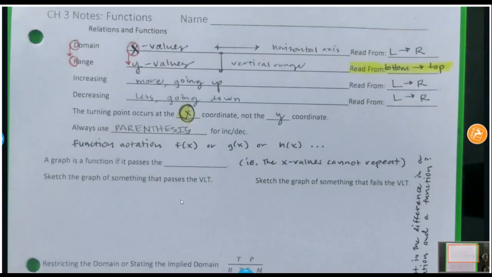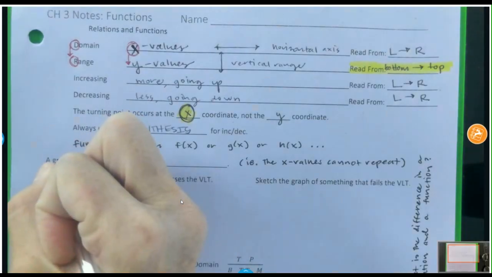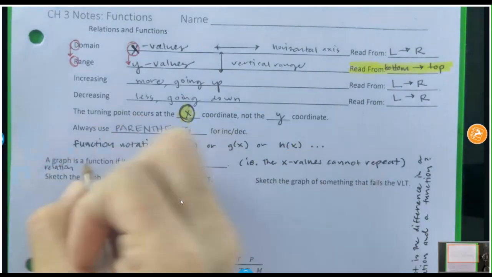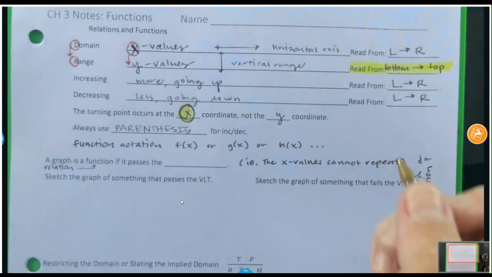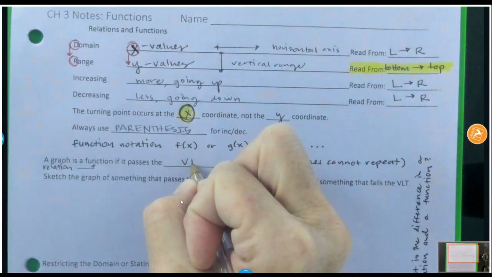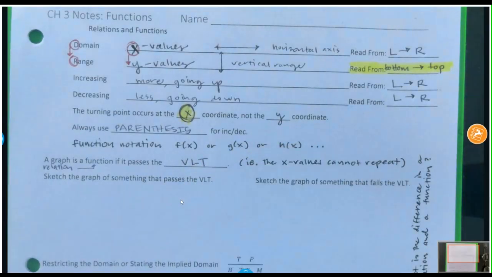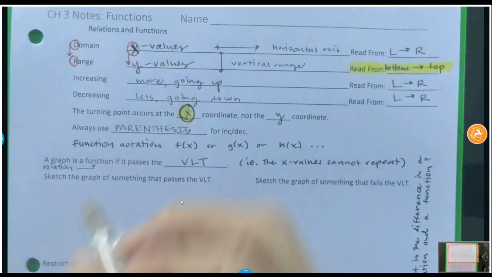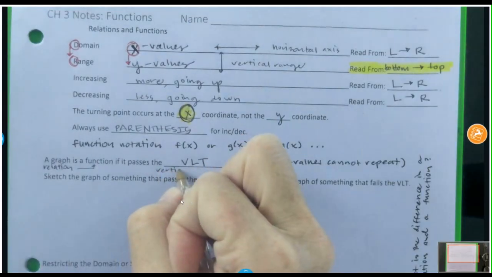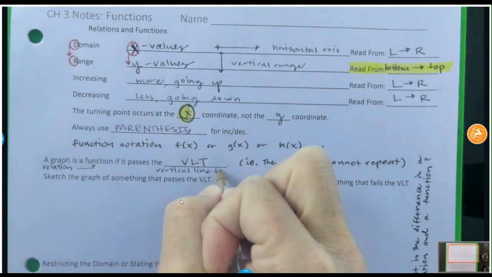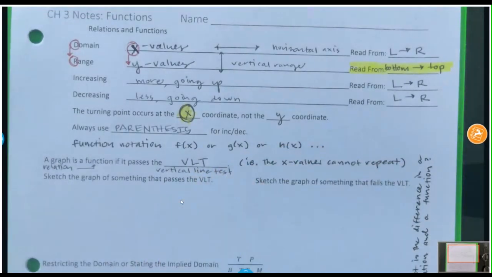All right. A graph is a function. Now, I should say a relation is a function if it passes the VLT. Now, do y'all know what VLT stands for? Very good. That stands for the vertical line test. If a relation passes the vertical line test, then it is a function. If it does not pass the vertical line test, it is not a function.